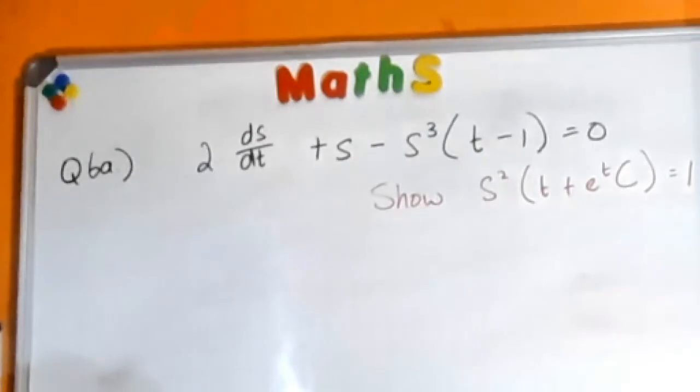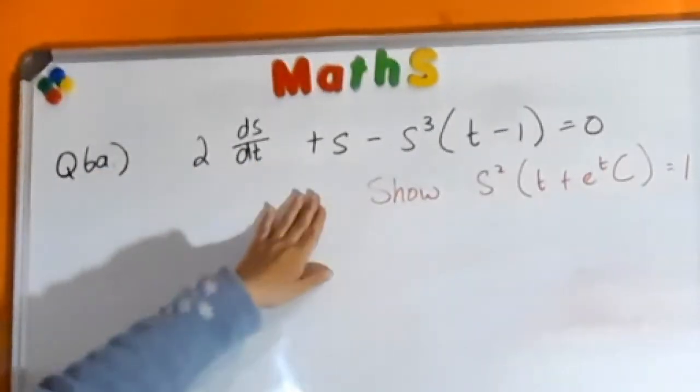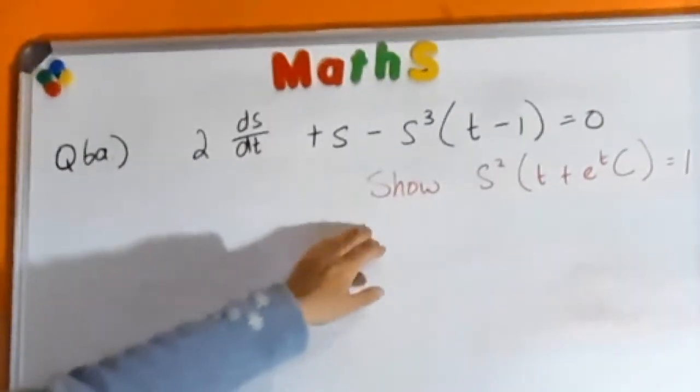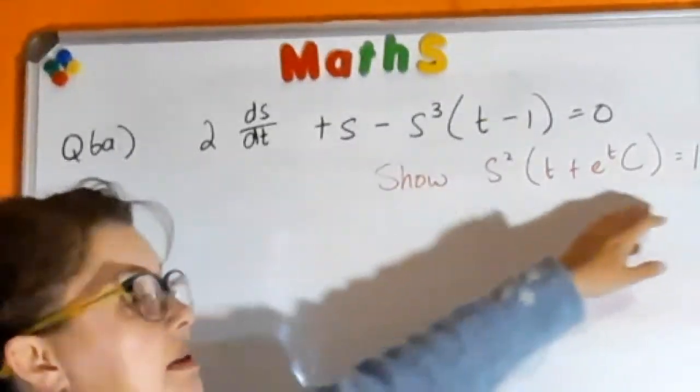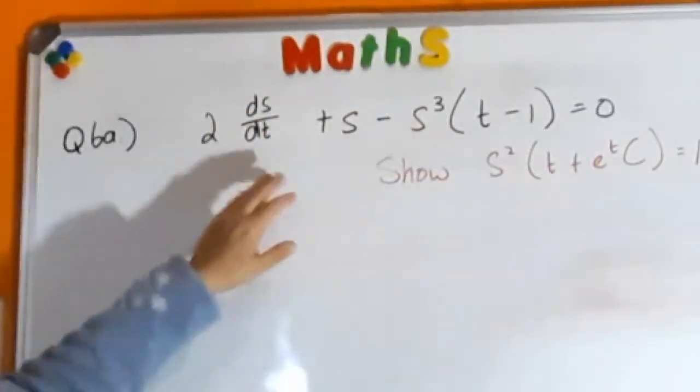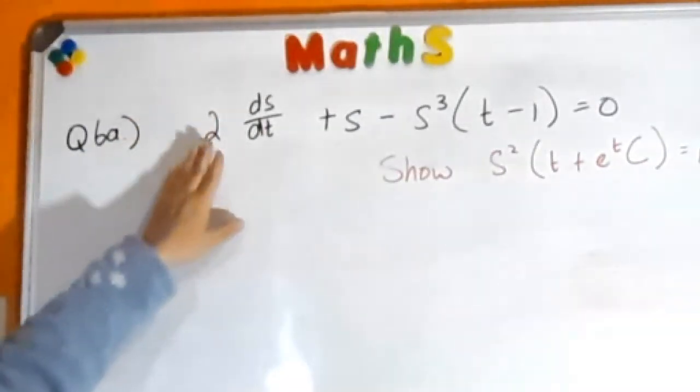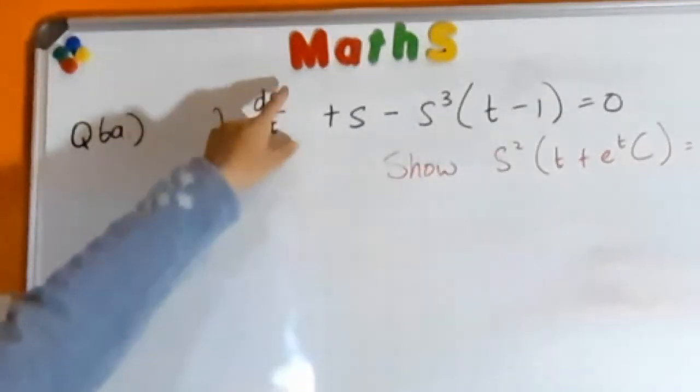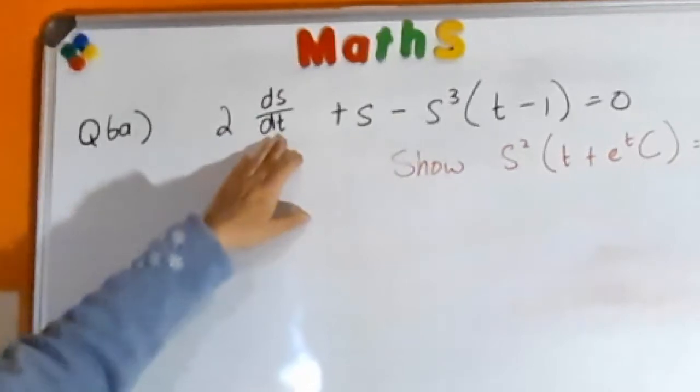Let's have a look at question 6a. So you were given a differential equation and you need to show that the solution of this differential equation is in this form here. So again, you start off, what is your dependent, what is your independent variable? Your dependent is S, your independent is P.